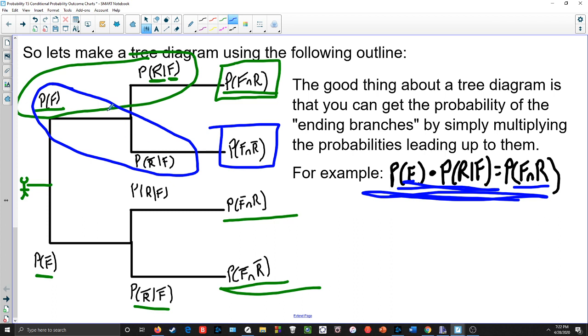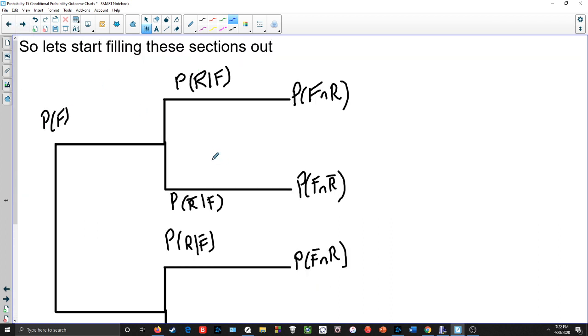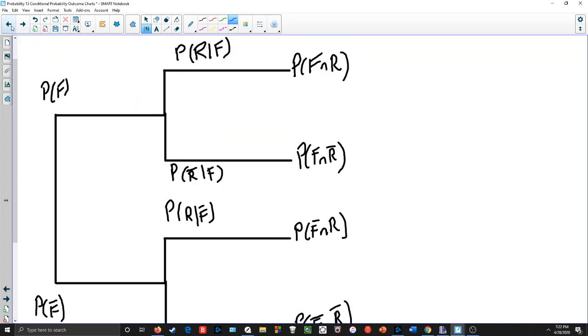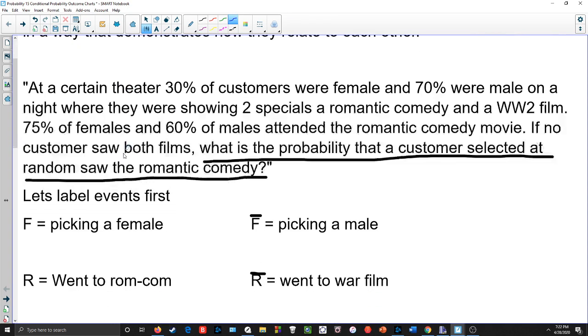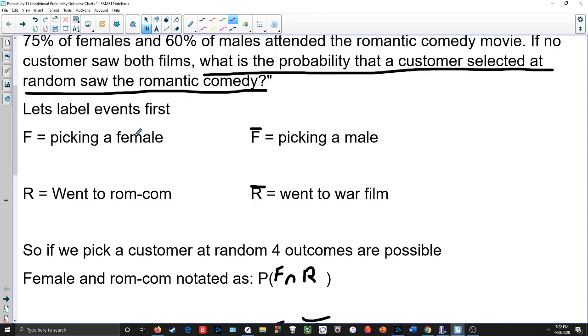So how can we use this to actually solve our question here? Let's start by filling out these questions. And again, let's take a moment here and remember which one we're looking for. We want the probability that a customer saw the romantic comedy. So the probability of R, which again, we don't have.